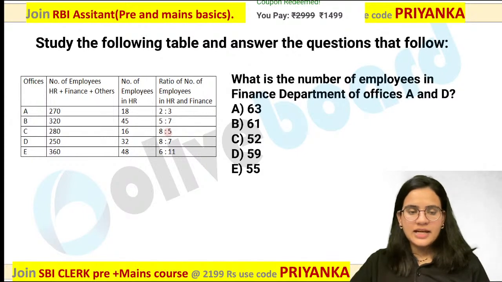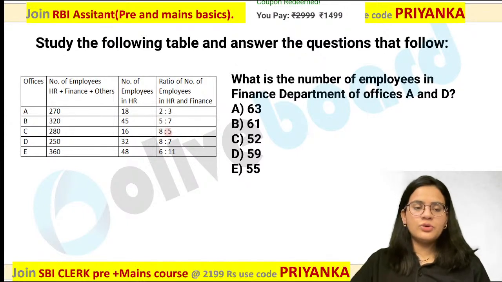Kuldeep, Pooja, Akshay, Ratan, excellent performance guys, excellent. Akshay and Ratan are getting the perfect answer, I guess. Pooja, please you need to check your answer. 55 is the perfect answer over here.